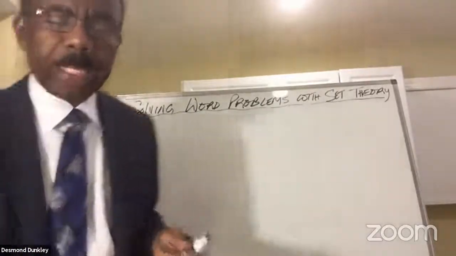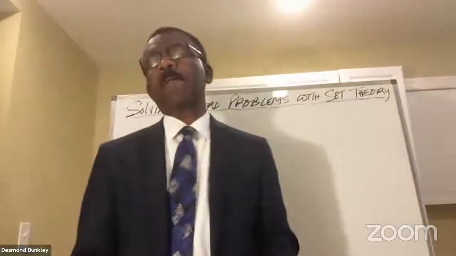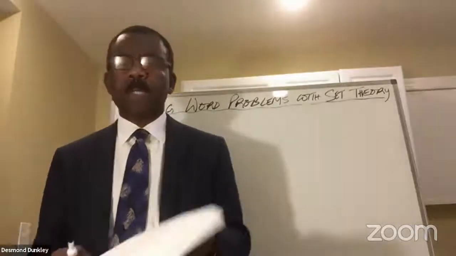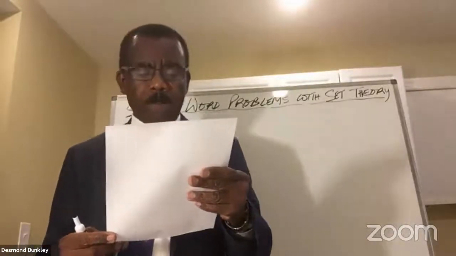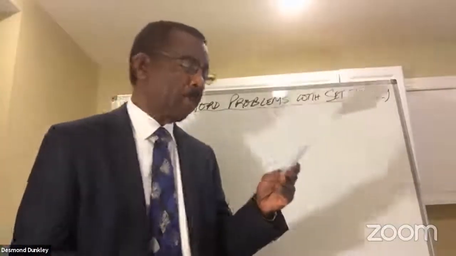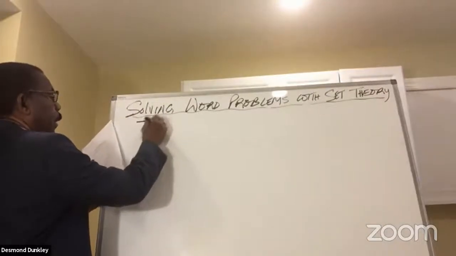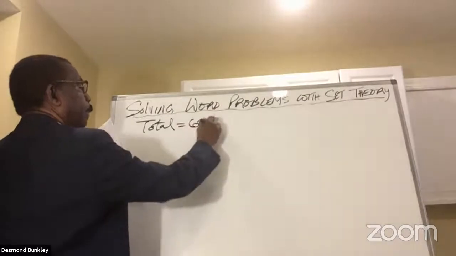So the big takeaway is that set theory is just supposed to be another tool in helping us to problem solve. That's what set theory does. It's another tool that will help us to problem solve. Okay, here goes. In a group of 60 people, so we have group or total equal to 60 people.